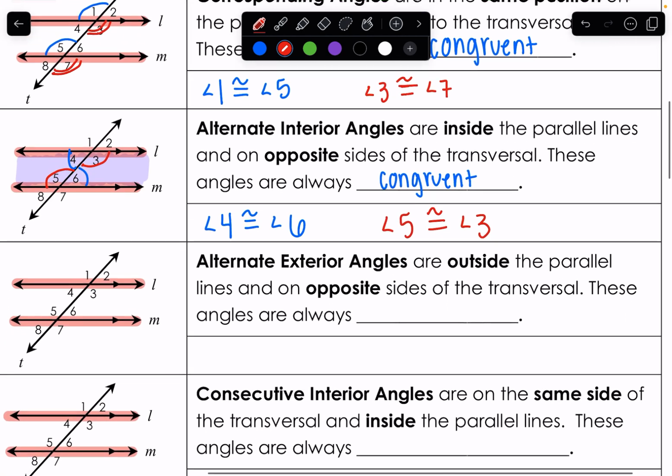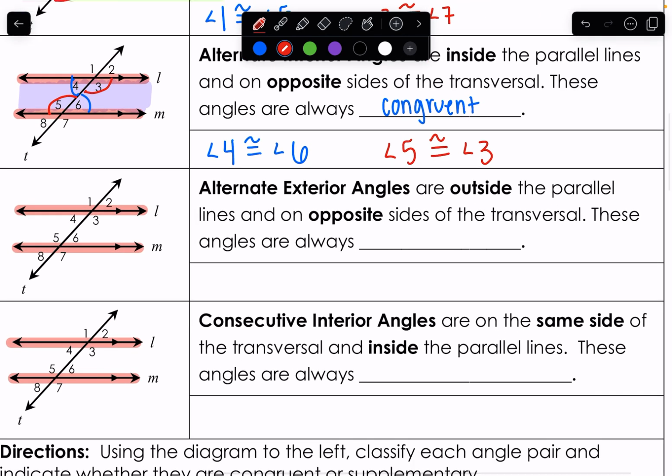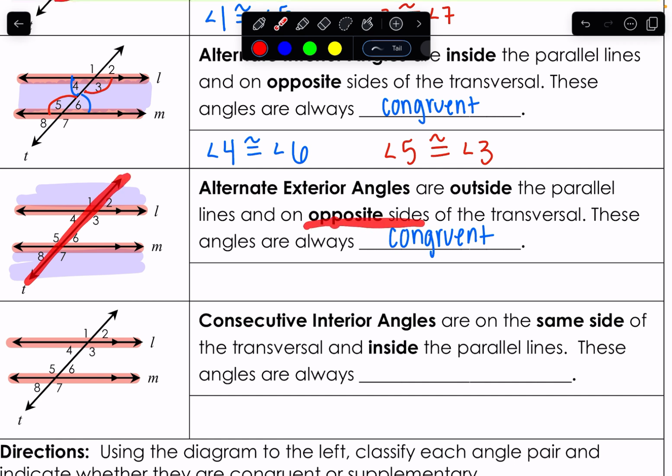Okay, then the next angle relationship is alternate exterior angles. These are outside the parallel lines and on opposite sides of the transversal. Outside the parallel lines, highlighting it in purple, would be this top part and this bottom part, so they're outside of those parallel lines. These angles are also always congruent. Remember our transversal is this line T here. It says it has to be on opposite sides of that transversal.